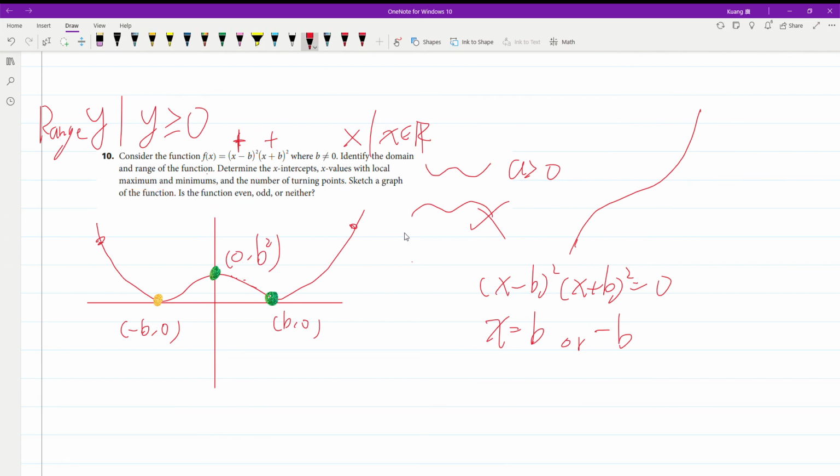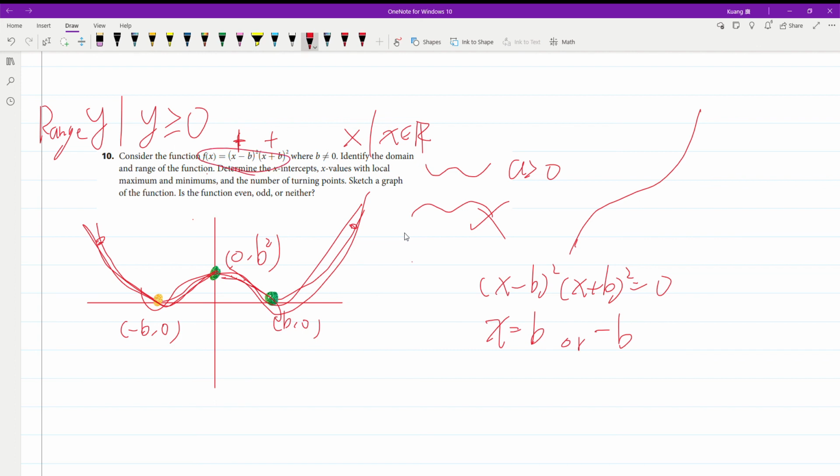Is the function even, odd, or neither? It's even. How can you tell that? First you can see from the graph, it's symmetric to the y-axis. That means if you put a mirror in the middle, the shape of the right-hand side will be exactly the same as the shape of the left-hand side. So if it is symmetric to the y-axis, then it's an even function. This is the check by the graph.